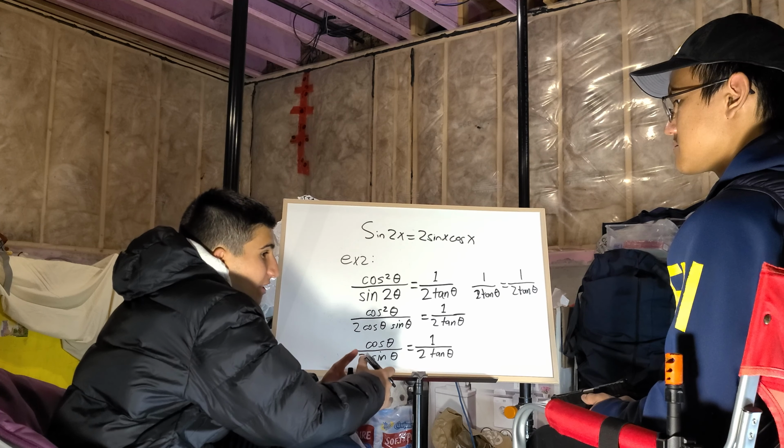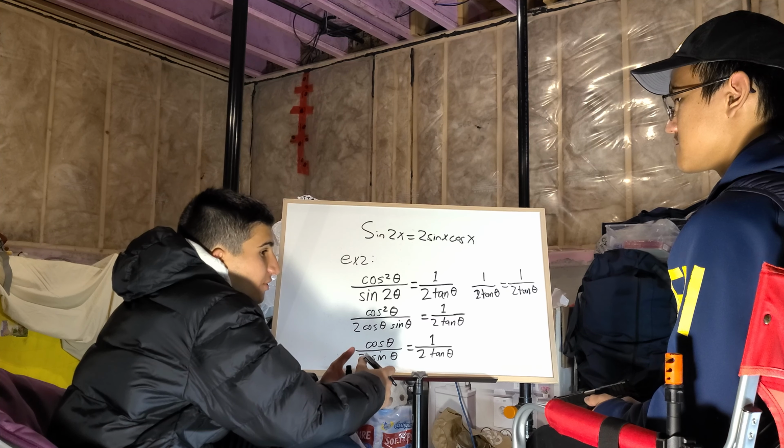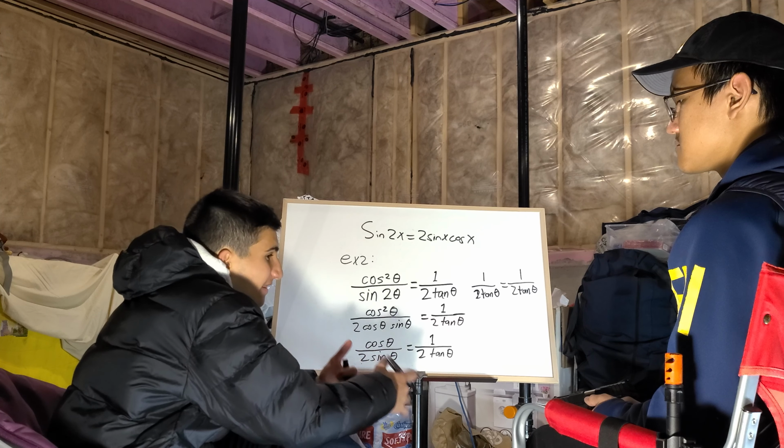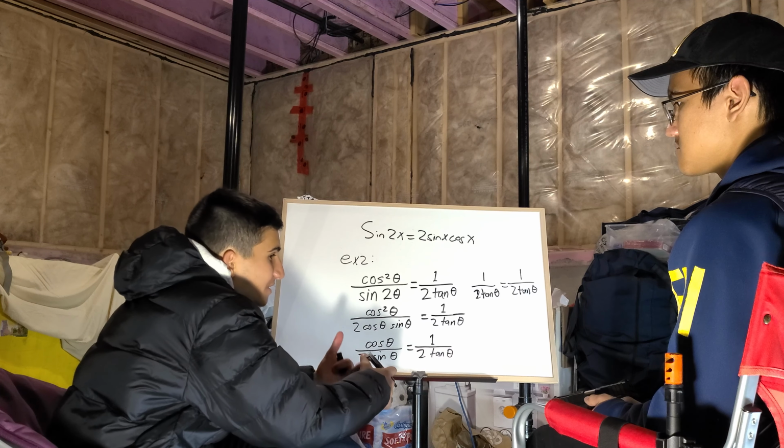If you see sine 2x anywhere, the first thing you should do is convert it to 2 sine x cosine x. So I think of it as seeing a baby with candy. You can just take the candy.